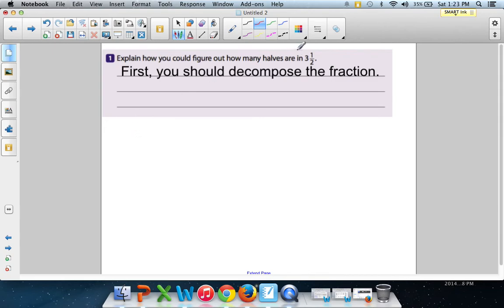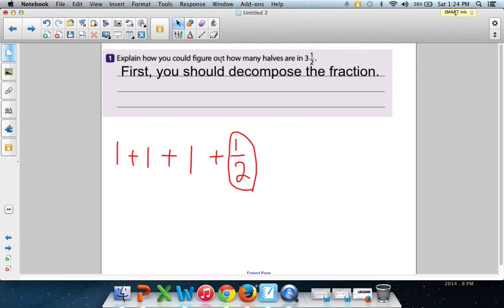So we've got 3.5, and we want to decompose it. So let's go ahead and decompose the whole part first, the 3. 1 plus 1 plus 1. And then there's a half at the end, right? So there we go. Simple as that, we've decomposed 3.5. Explain how you could figure out how many halves are in 3.5. Well, first we decomposed, and we know there's going to be 1/2, but we need to know how many halves are in these 1 wholes. So we should type that in our answer.